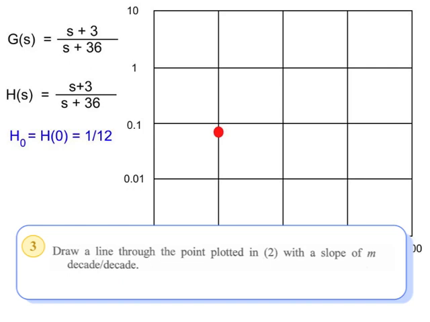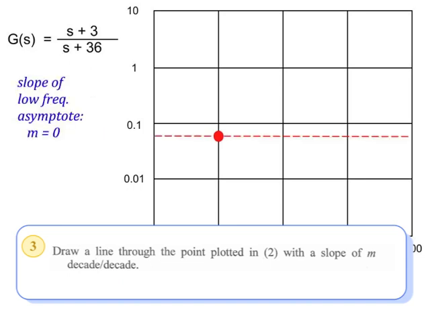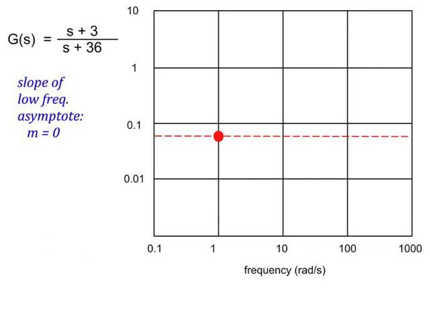In step 3, we draw the low frequency asymptote through the point we just plotted, and this asymptote has a slope of m decade per decade, where m was the value we found in step 1. In our example, m is equal to 0, so we draw a line of slope 0 through the point 1/12 at 1 radian per second.